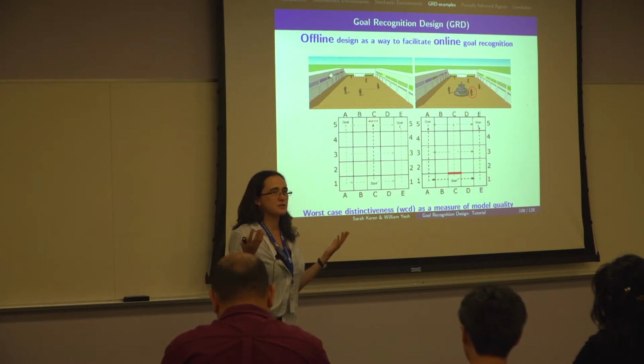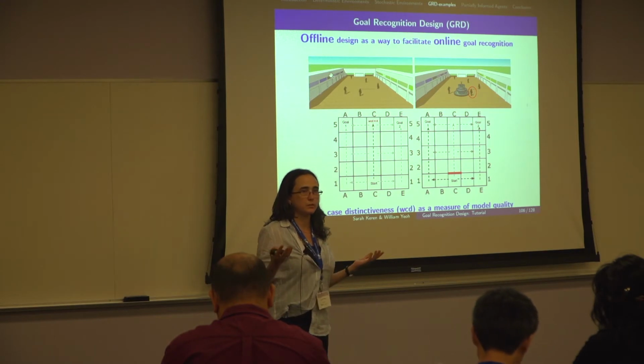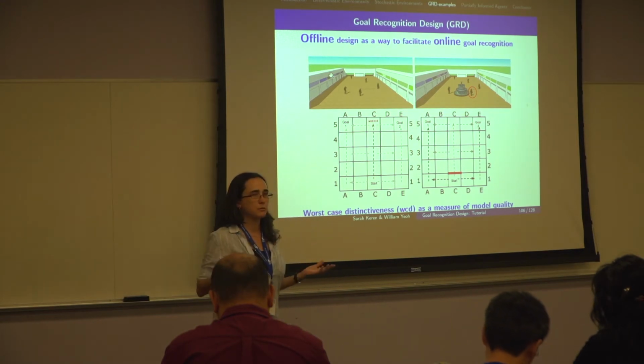Okay, what happens if the agents are suboptimal, right? What would happen if we can't assume optimality?